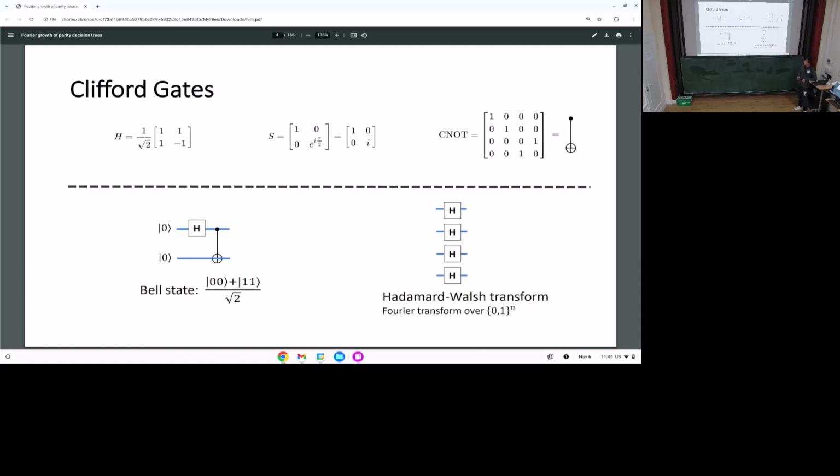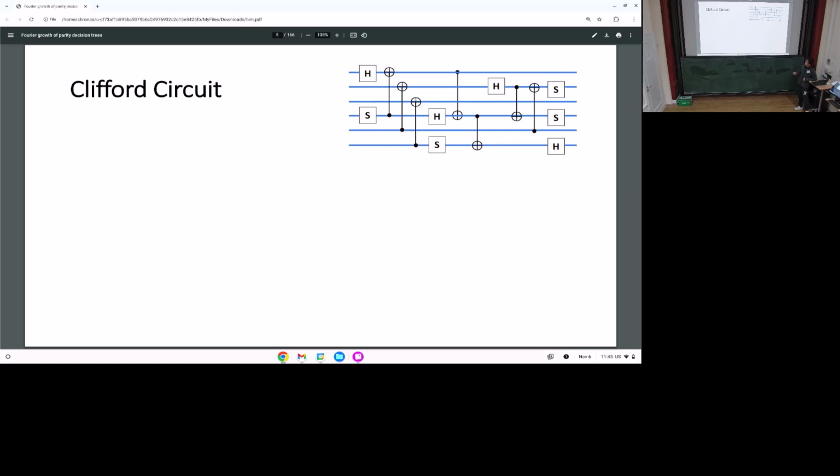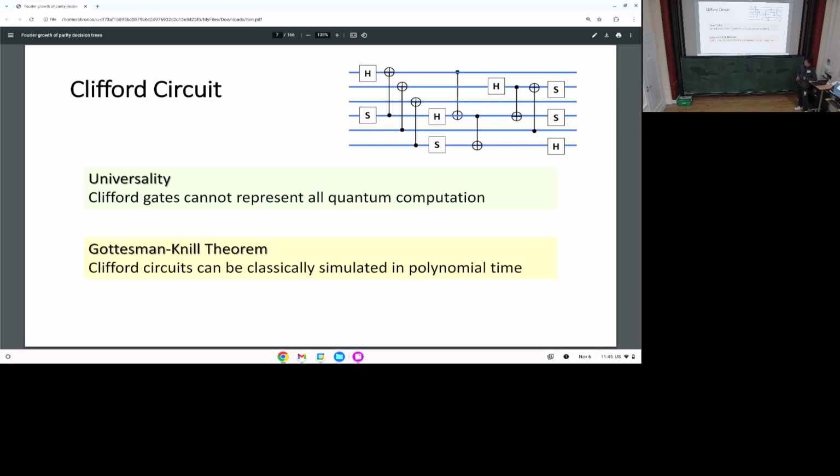So this is cheap. Given this, a quantum circuit is just a bunch of gates from Hadamard, the phase gate, or the CNOT. And we would wonder, since it captures some quantum phenomena, is this sufficient for our purpose? It turns out not. If you only have Clifford gates, they cannot represent all quantum computation. And also, more sadly, due to the Gottesman-Knill theorem, these circuits are classically simulatable. So if you only have this, you'd better use a classical algorithm.